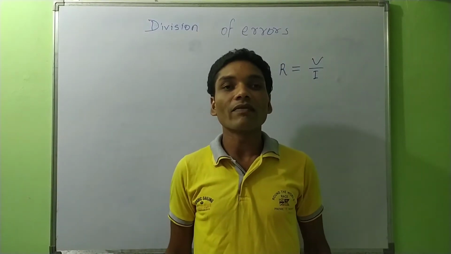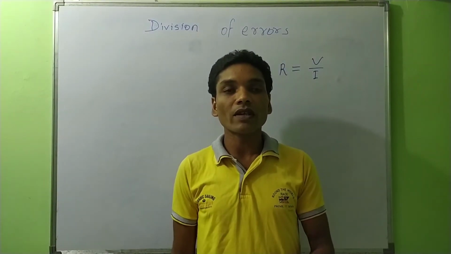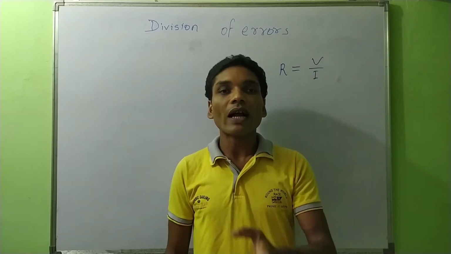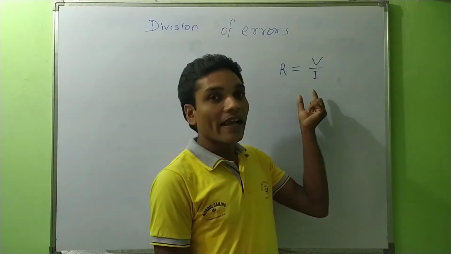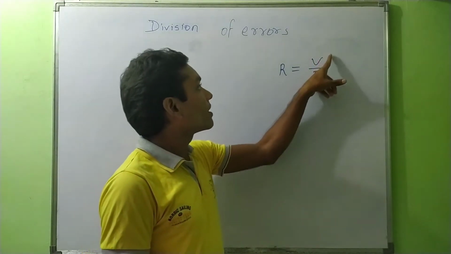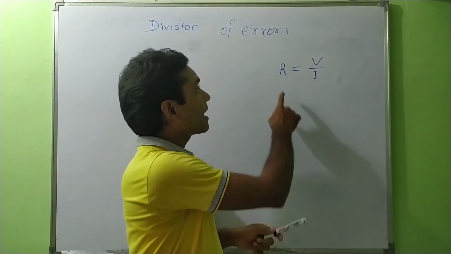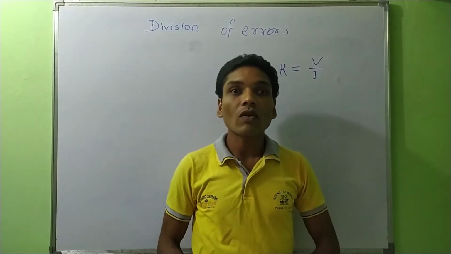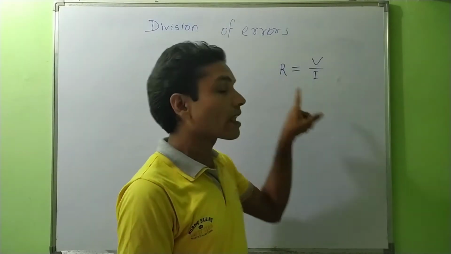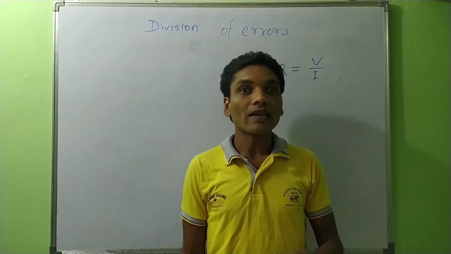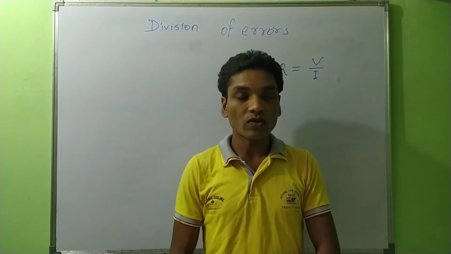Students, in this lecture, we will study the division of errors. To find the division of errors, we will have an expression R equals V upon I. This R is the resistance of any unknown wire. In the measurement of the resistance of the wire, errors are produced.